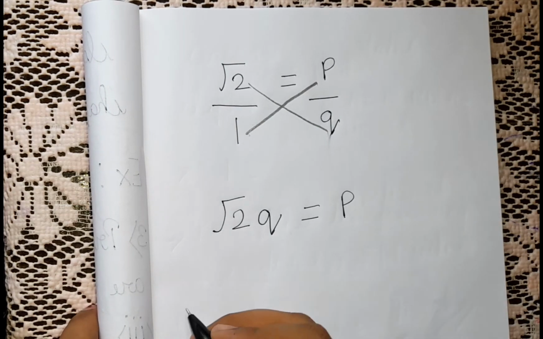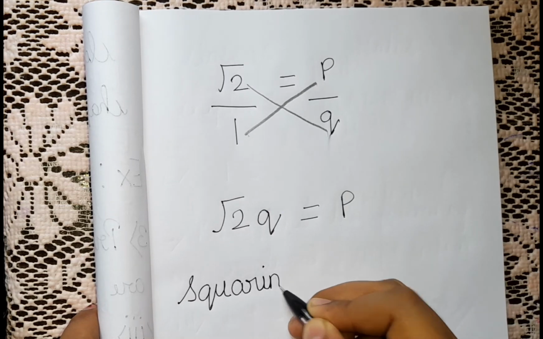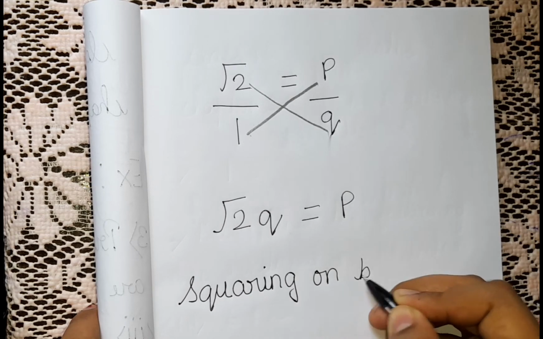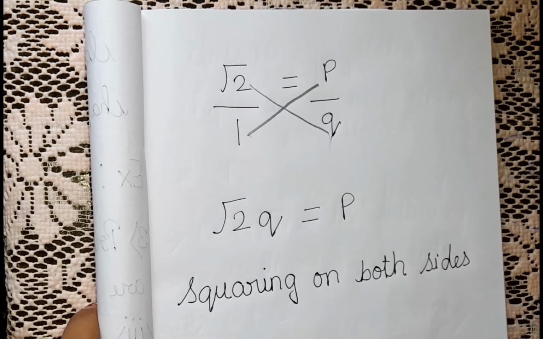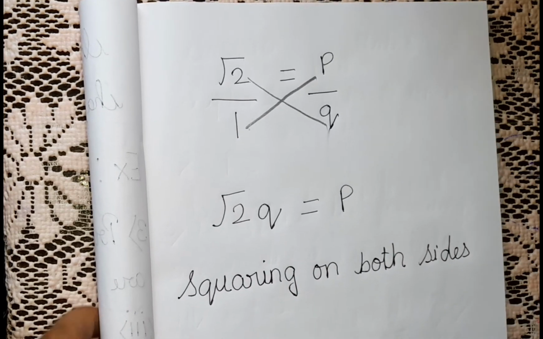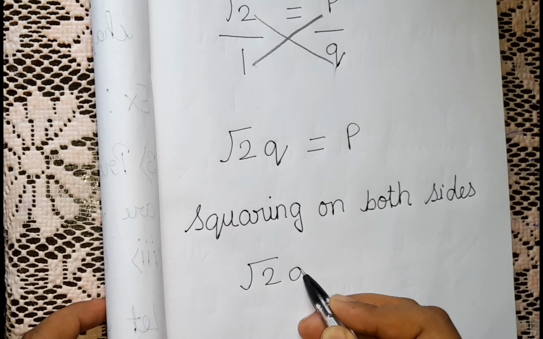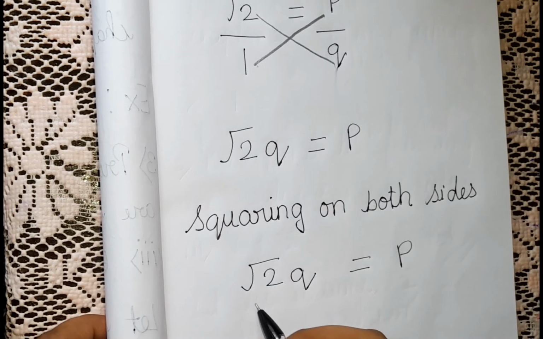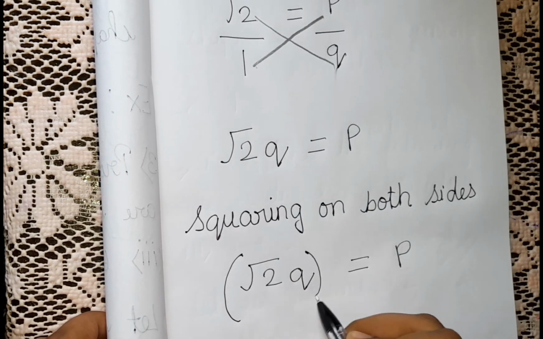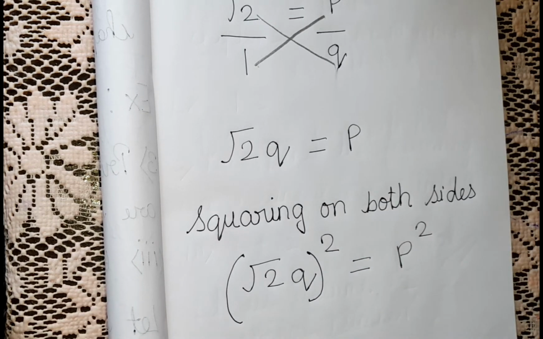Now let's square it. Squaring on both sides. Now root 2q is equal to p. Here we should square it, that means we should write square. So here root 2q the whole square, and here it is p square. This square belongs to root 2 as well as q.